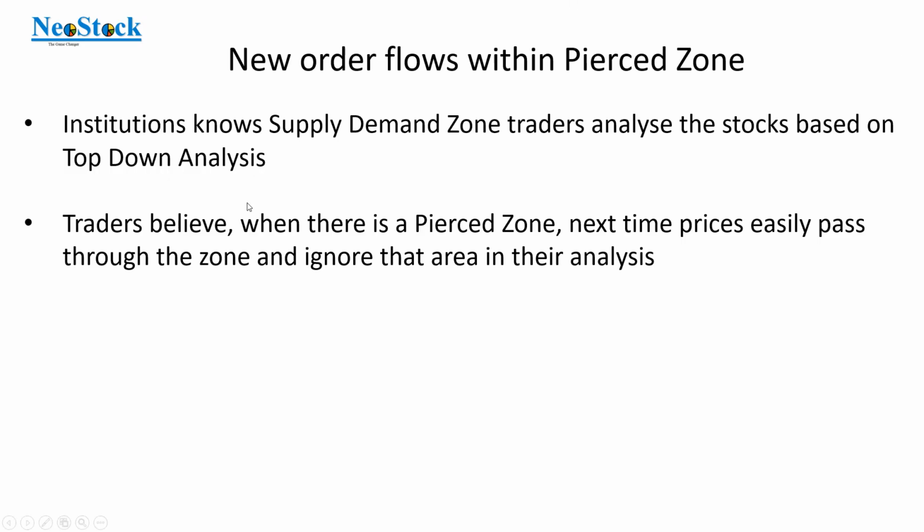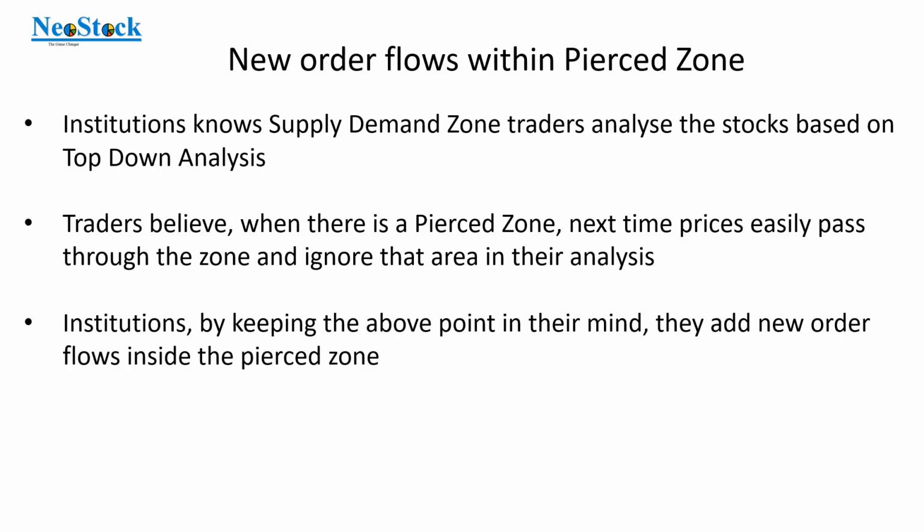Okay, so that's why institutions note how traders believe. Traders believe that when there are pierced zones, next time prices will easily pass through the zone, we know that, so we don't look into that area. Anyway, it's a waste of time. So they are aware of this point. That's why, what are institutions doing? Keeping the above point in their mind, they add new order flows inside the pierced zone. Next time when prices are moving up if it is a demand zone, or moving down if it is a supply zone.